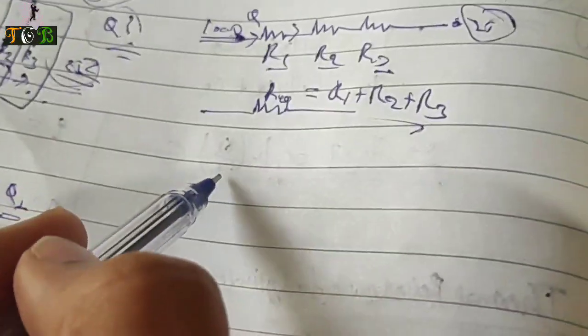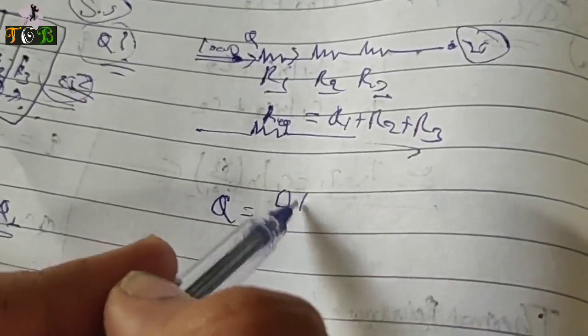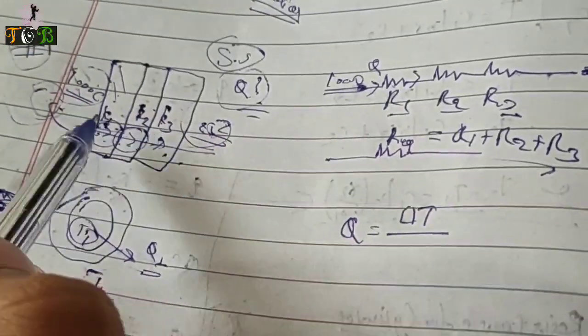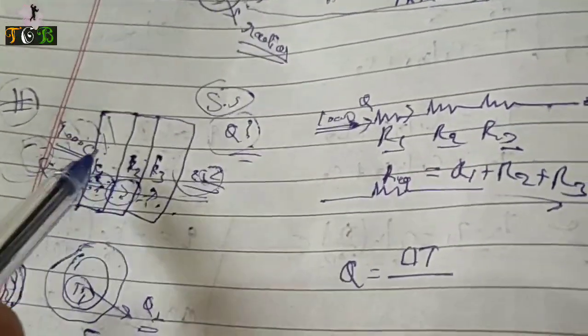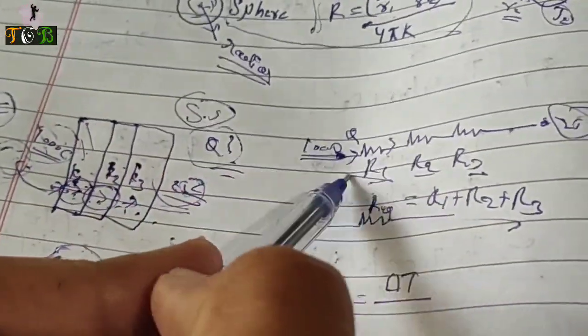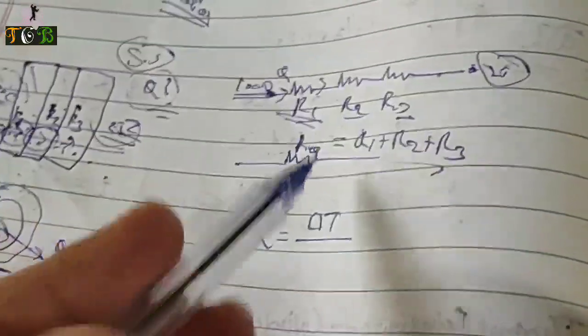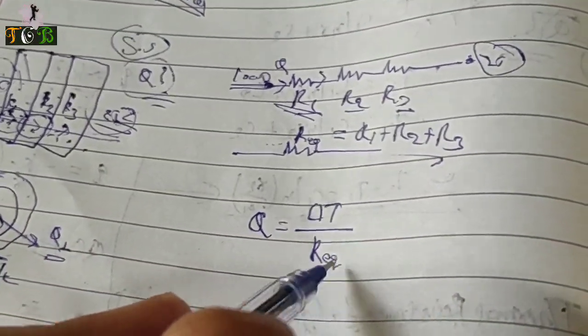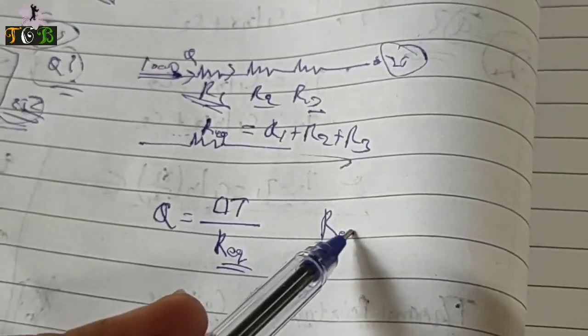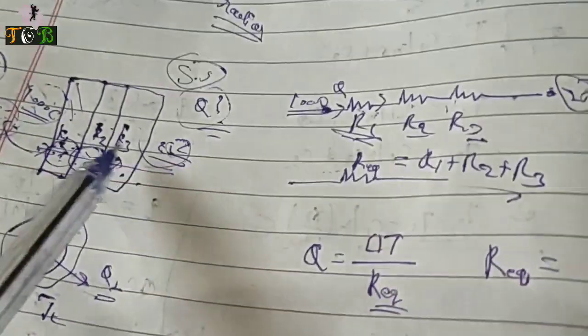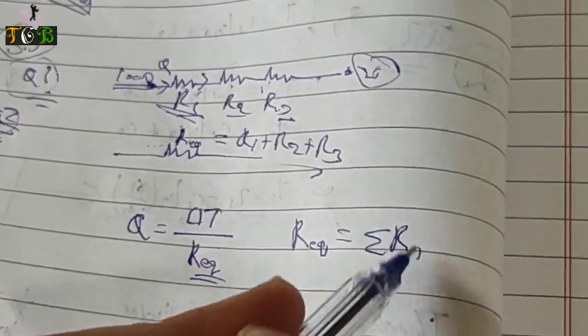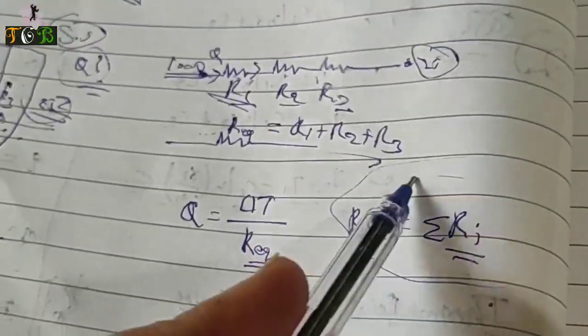So the final formula is that Q will be equal to delta T, the overall temperature difference, divided by the resistance. If there is more than one element, like the three resistors over here with different values of resistance, then you have to use R equivalent. If the resistances are in series, as in this example, then you can simply add the individual values of resistance.